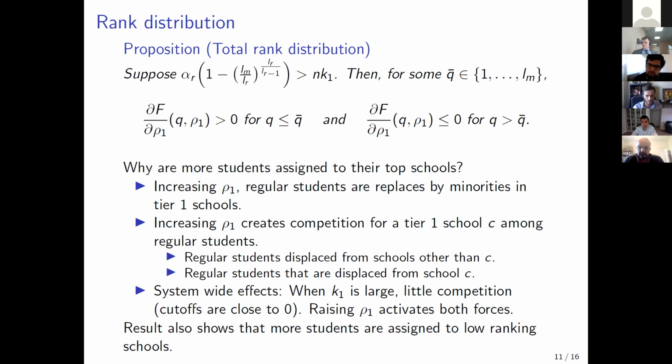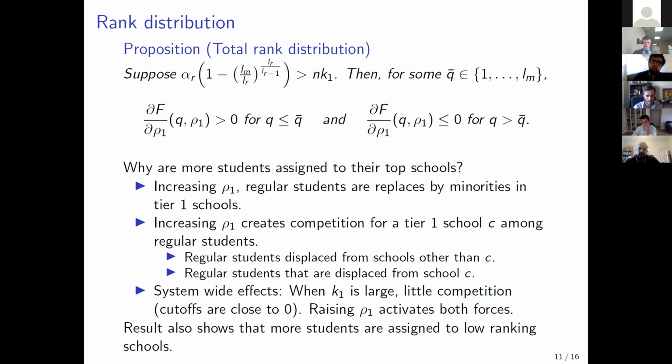When K1 is large, there is going to be very little competition among regular students because K1 is large, and therefore cutoffs are going to be close to 0. But when we increase row 1, we are going to activate both of these forces, and therefore the cutoffs for regular students are going to increase a lot, and therefore much fewer regular students are going to be assigned to the top schools.